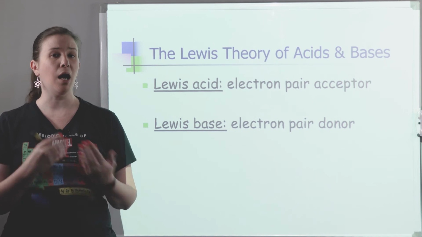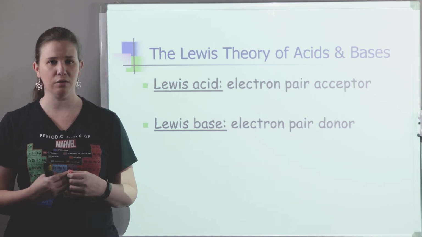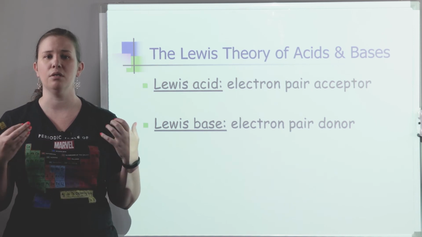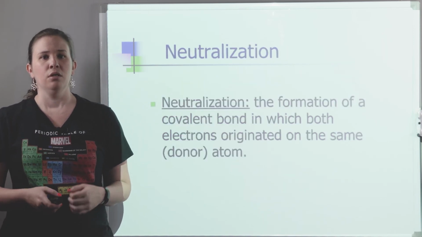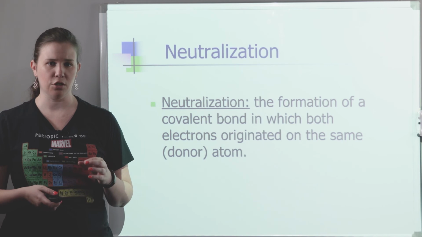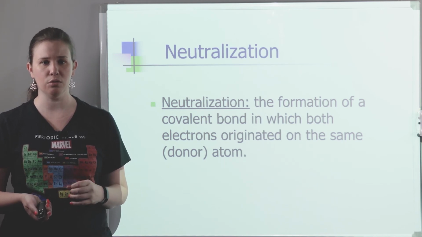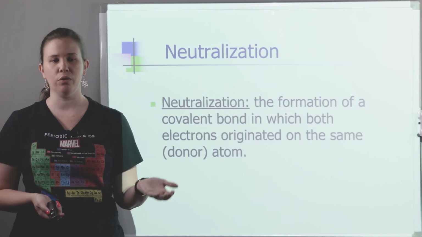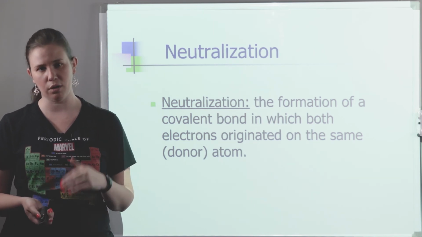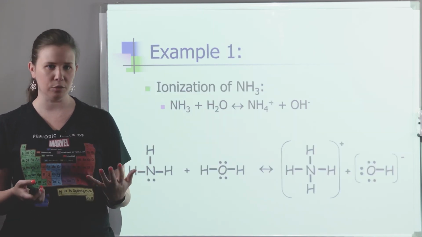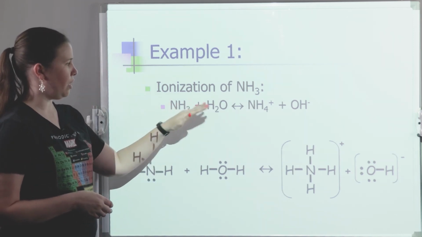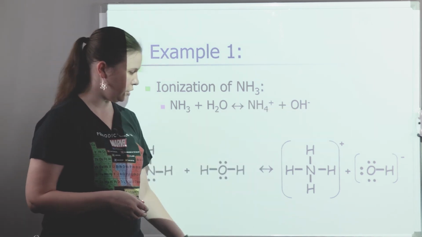This is kind of opposite the Bronsted-Lowry theory, but it makes sense that it would be opposite because this is focusing on electrons. It has a special type of neutralization as well. When you look at Lewis neutralization, you're going to be looking at forming a new covalent bond where the electrons come from the same donor atom. So that can be a little bit tricky. I want to look at one example here where NH3 reacts with water to form the ammonium and the hydroxide.